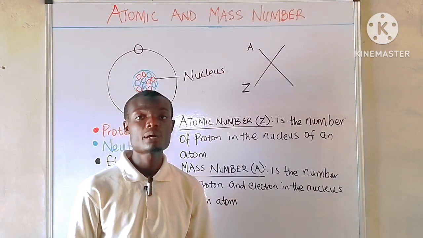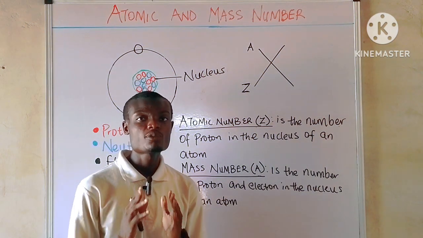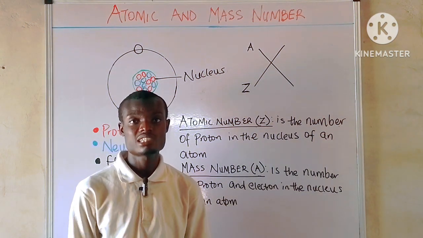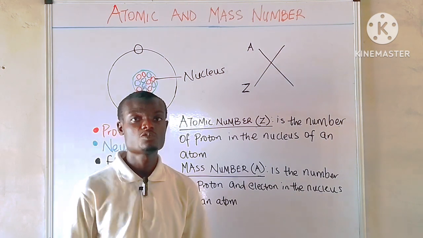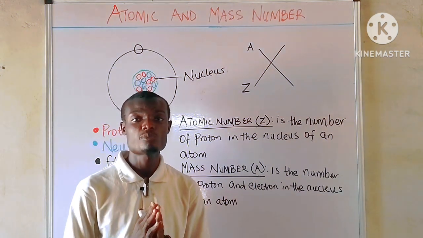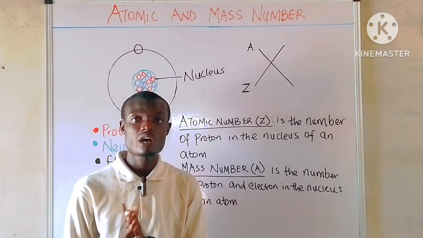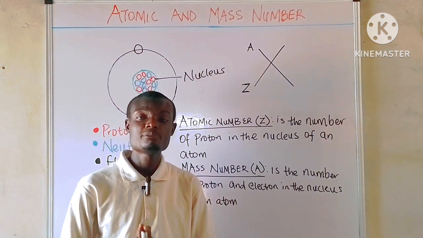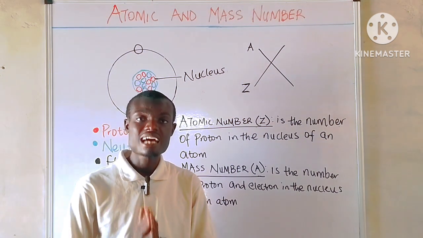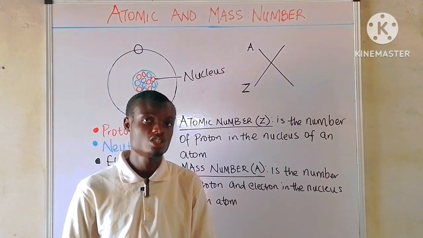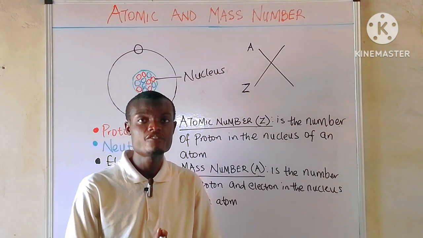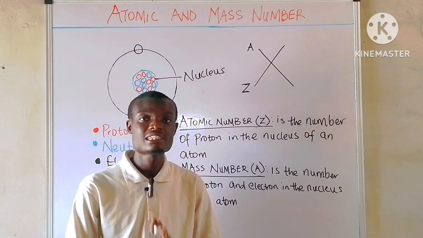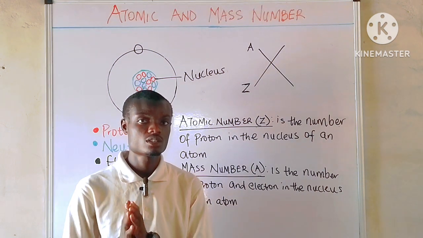And one thing you should know about the atomic number is that it is fixed or constant for different elements. So for example, hydrogen has an atomic number of 1. It simply means it has 1 proton. Helium has an atomic number of 2. It simply means it has 2 protons. That number does not change. It is constant for every element. Every element has its different atomic number.